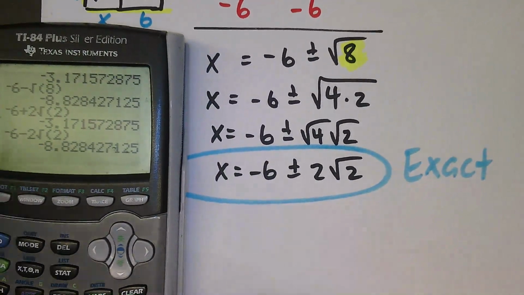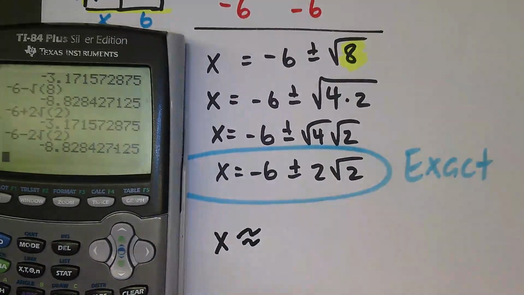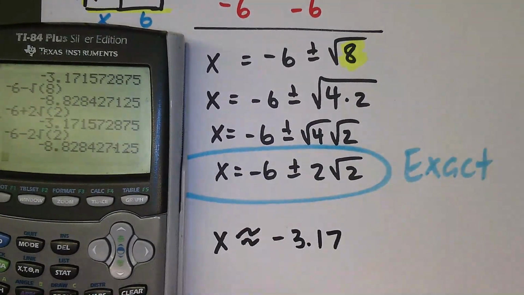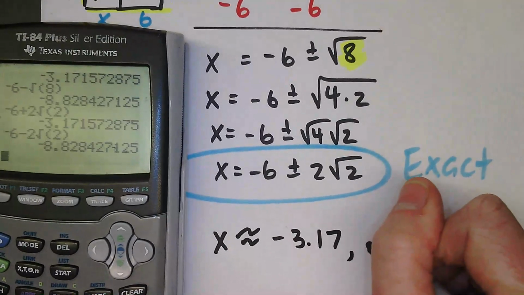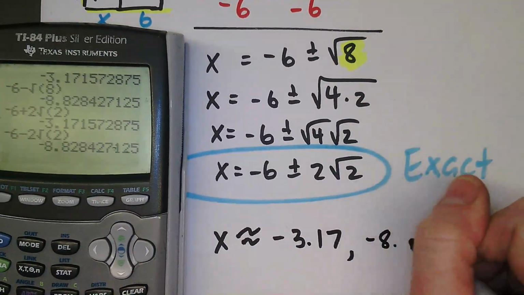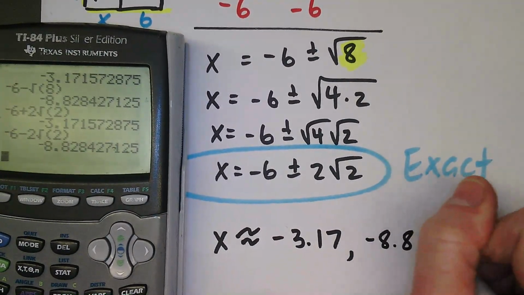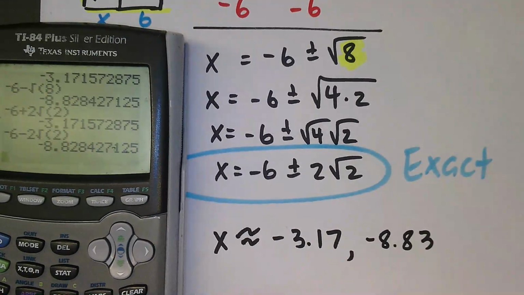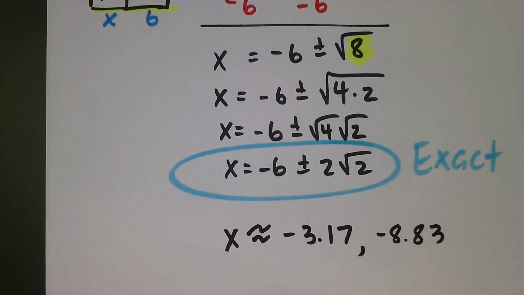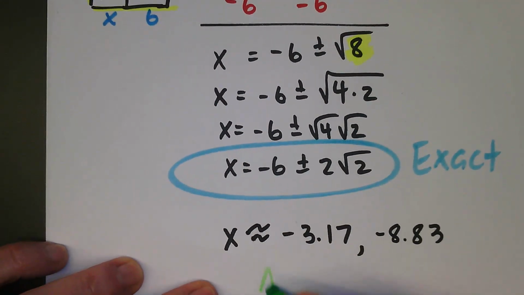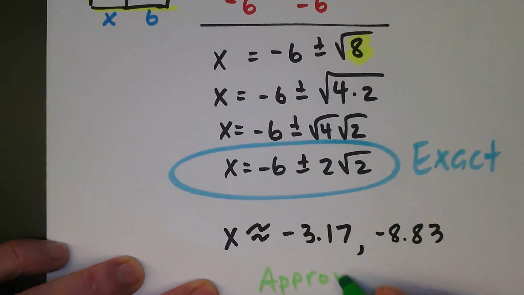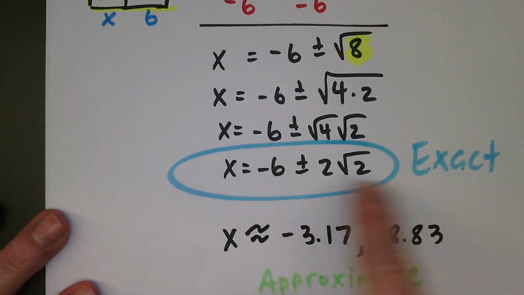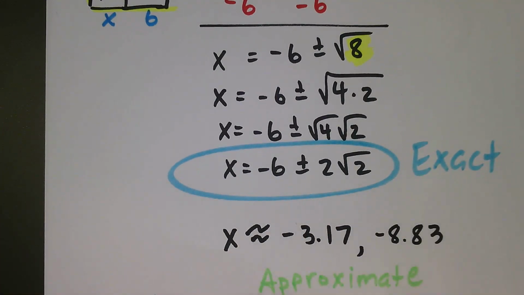If you wanted to write those out, that would be x is about, what do we say, negative 3.17, and I'm rounding correctly. And then also negative 8.83. It is a 3, right? Because that 8 right there tells me to round up. So these are the approximate answers. Good to know where it comes from, but I believe on your assignment you were asked for the exact and simplest radical form. So that's it.